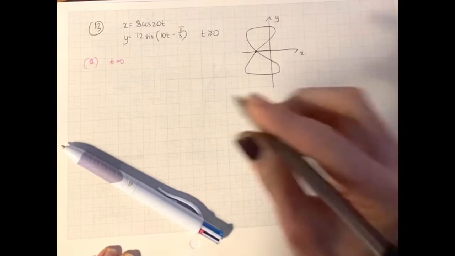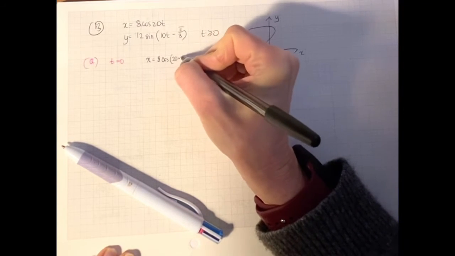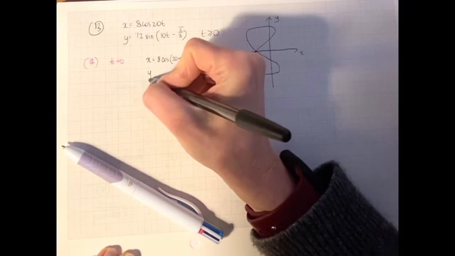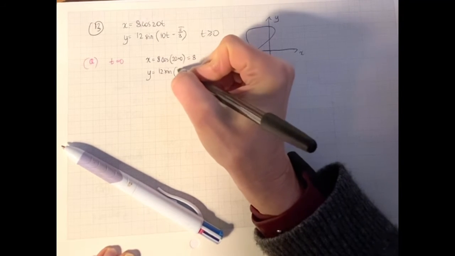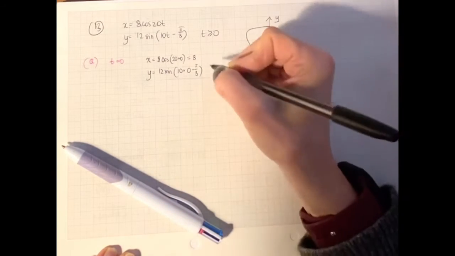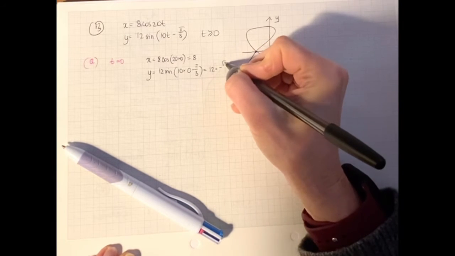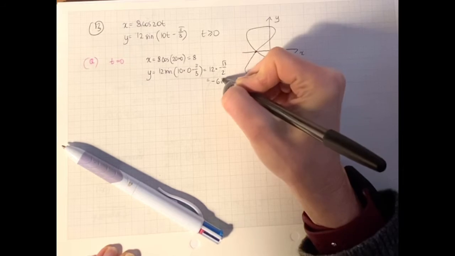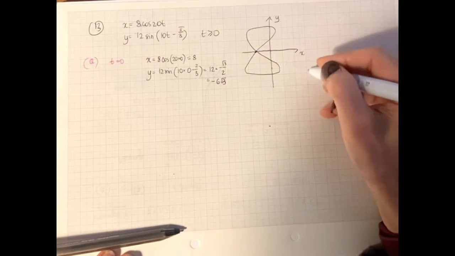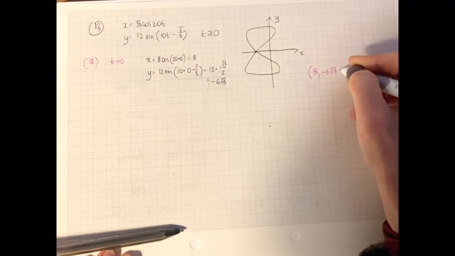So when t is equal to 0, we'll have x is equal to 8 cos 20 times 0, so cos 0, which is 1, so it's going to be 8. And y equals 12 sine of 10 times 0 minus pi over 3. So sine of minus pi over 3 is going to be minus root 3 over 2. So that gives me minus 6 root 3. So the coordinate of its starting position at time equals 0 is 8 across, minus 6 root 3.